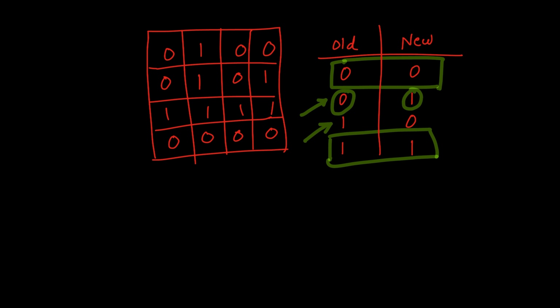Because if the state changed from 0 to 1, we don't want to use 1 for our calculation, and the same applies for the next case where the state changed from 1 to 0. We should be using 1, which is the original value and not the updated value.